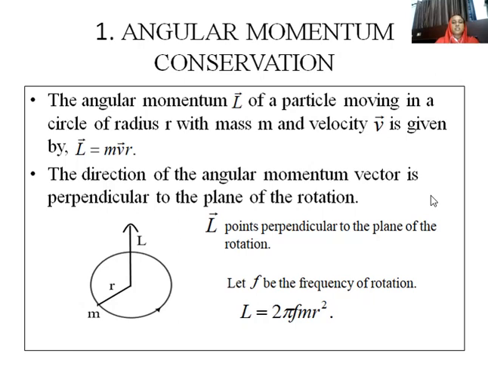Angular momentum of a particle which is moving in a circle of radius r is given by L equal to mvr. L is the angular momentum vector, m represents the mass of the particle, v is its velocity, and r is the radius of the circle. You can see the diagram here. A particle m under circular motion along this path. The radius of the circle is given by small r. Then its angular momentum is along this direction, L equal to mvr.